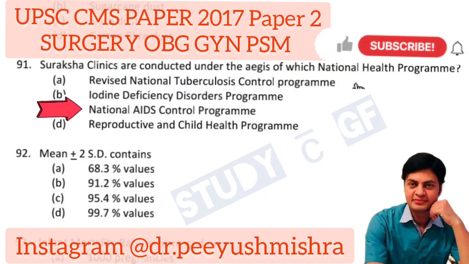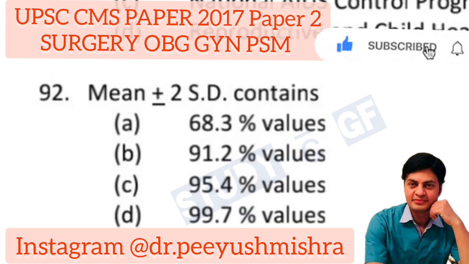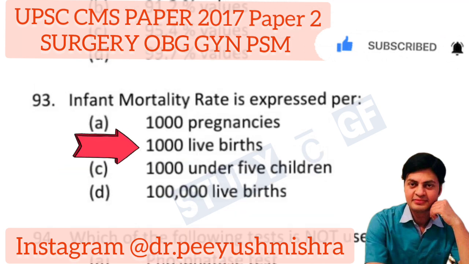Suraksha clinics are conducted under the aegis of which National Health Program? National AIDS Control Program. Mean plus minus 2 SD contains 95.4% values. Infant mortality rate is expressed by 1000 live births.